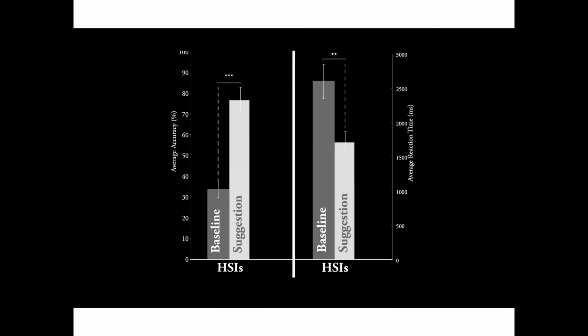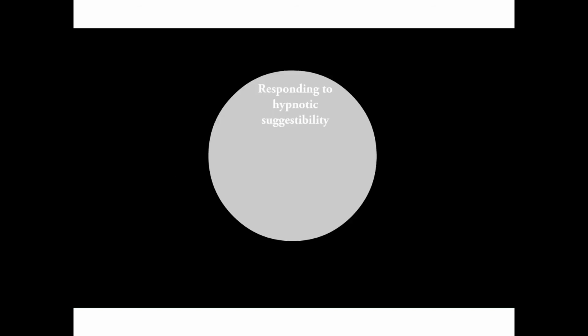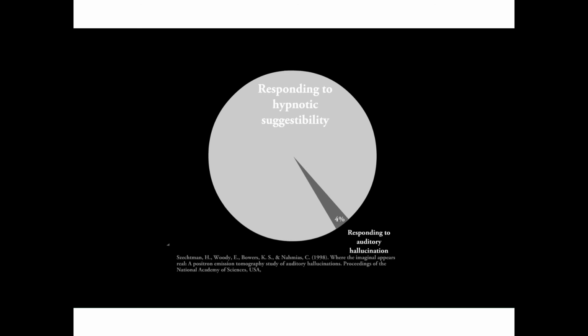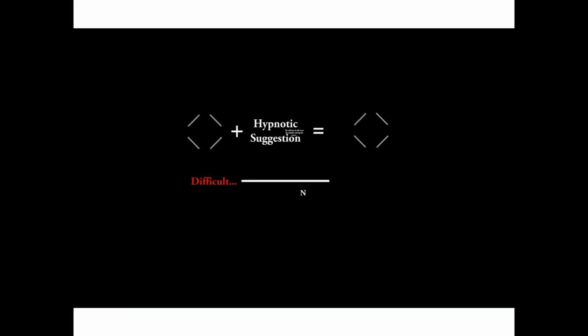You may notice that under suggestion, highly suggestible individuals did not perform as well as those who completed the task with occluders. This may indicate that suggestion works as a facilitator, but that it is more effective for some rather than others. While previous studies report that only 4% of highly suggestible individuals are capable of responding to a suggestion involving hallucination, our results propose that this percentage may be larger, or that the phenomenon is much more complex than we had previously thought. In any case, it seems that for specific people, suggestion is in fact capable of adding information to a visual scene, making a difficult task easier.